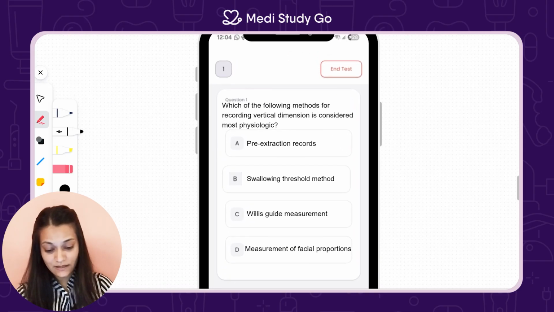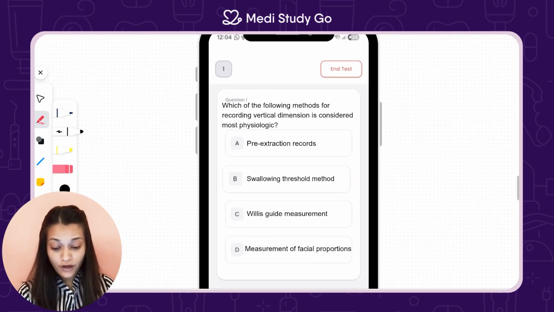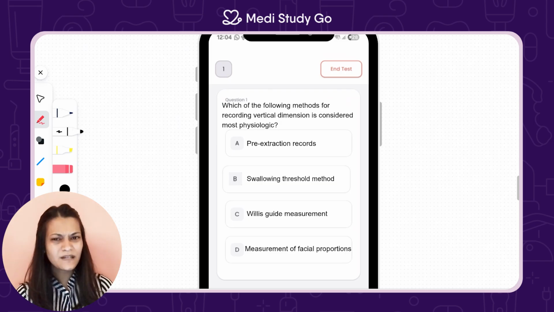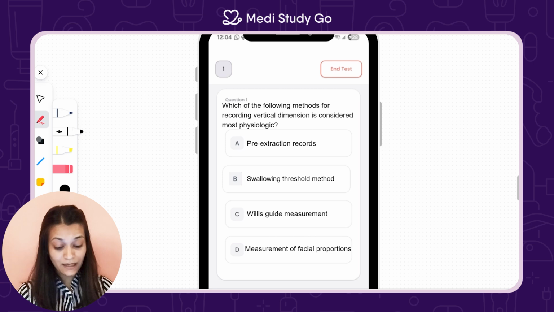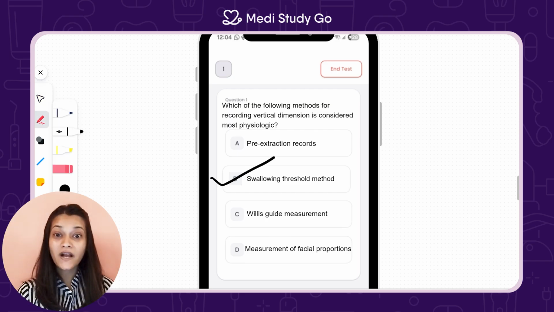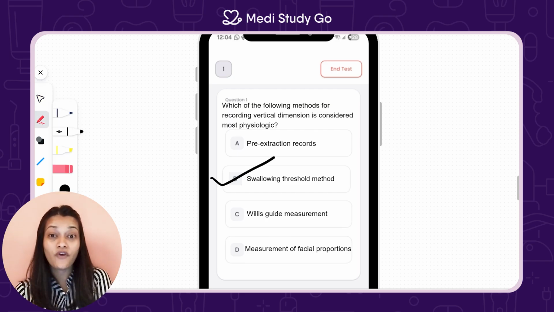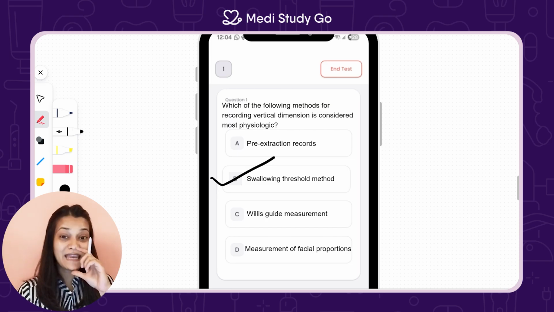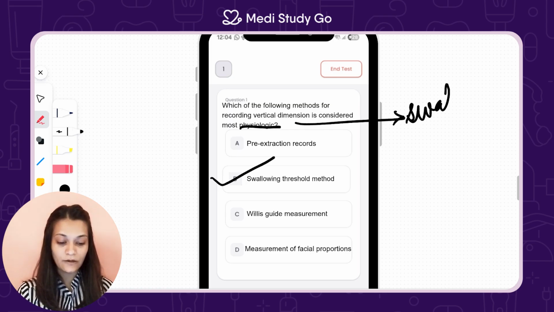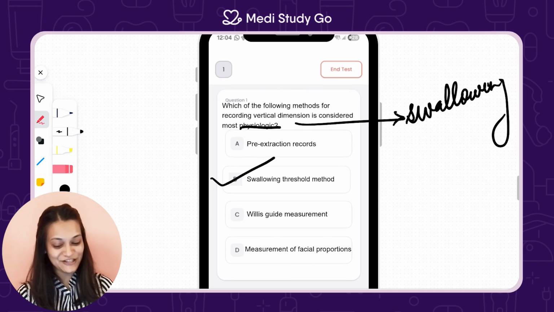So the MCQ says, which of the following methods for recording vertical dimension is considered to be most physiologic? Is it pre-extraction, swallowing, Willis gauge, or measurement of facial profile? It is nothing but your swallowing threshold because it is physiologic, because it is performed by your patient. We don't have any tentative landmarks, nothing. It is completely based on a physiological position, which is swallowing and closing of mouth.